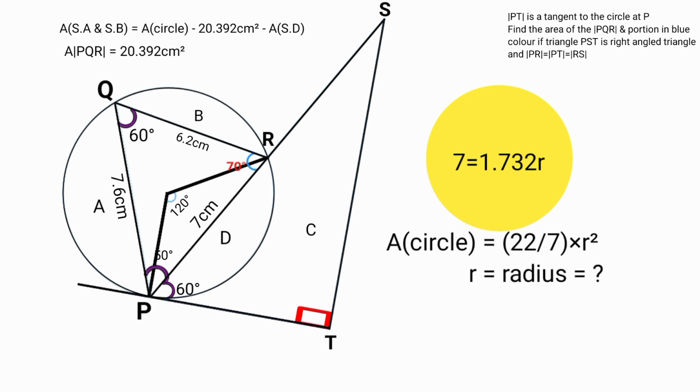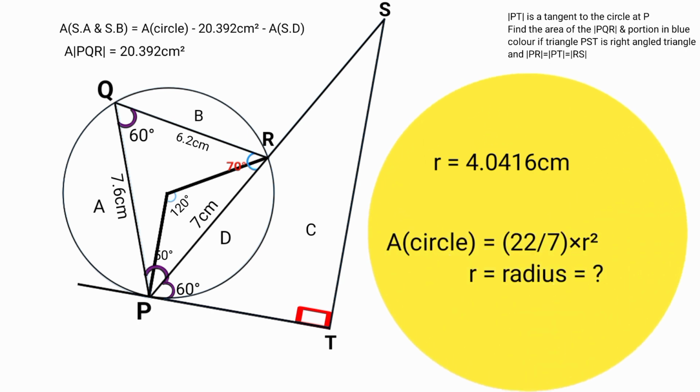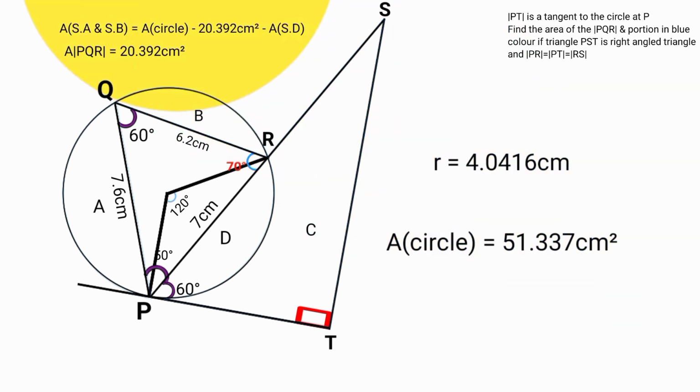Dividing both sides by 1.732. Here, 1.732 cancels 1.732. And here, 7 over 1.732 is 4.0416. So r equals 4.0416 centimeters. Now substituting r equals 4.0416 here, area of circle equals 22 over 7 open bracket 4.0416 all squared. Now area of circle equals 51.337 centimeters squared. So we can substitute it here now.